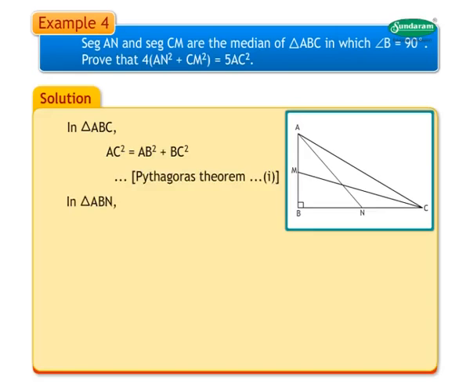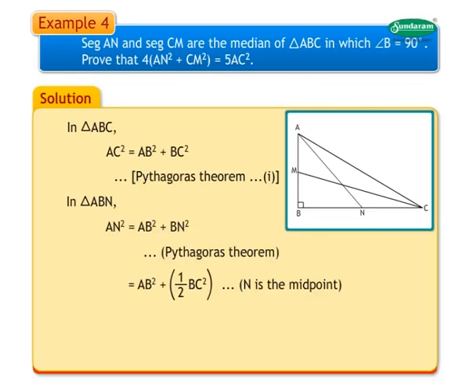In triangle ABN, according to the Pythagoras theorem, AN square is equal to AB square plus BN square is equal to AB square plus 1 upon 2 BC square, as N is the midpoint. AN square is equal to AB square plus 1 upon 4 BC square. Therefore, 4AN square is equal to 4AB square plus BC square. Mark this as statement 2.